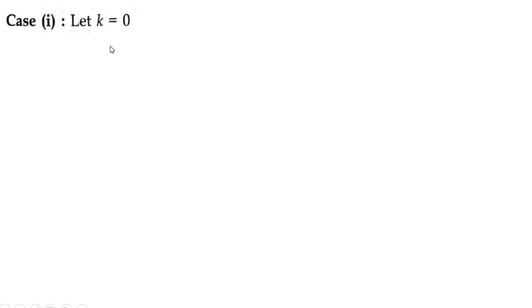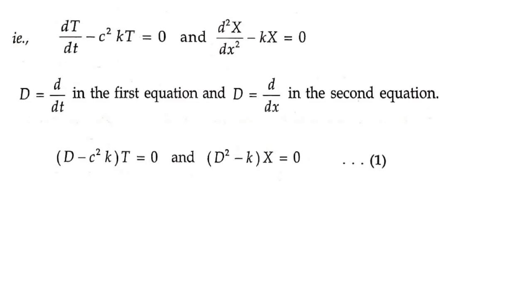So before writing the auxiliary equation, what are we supposed to find here now? We have to find the solutions, right? We have to find the solution of a partial differential equation. So here we don't know what is the value of k. So we'll consider 3 cases to find the values of k, to obtain the solution of the associated partial differential equation. So first of all, case 1, let k be equal to 0.